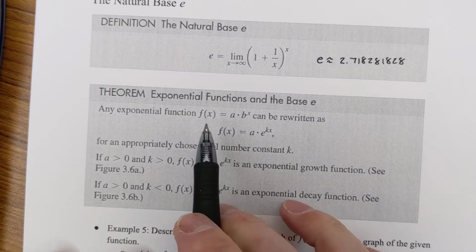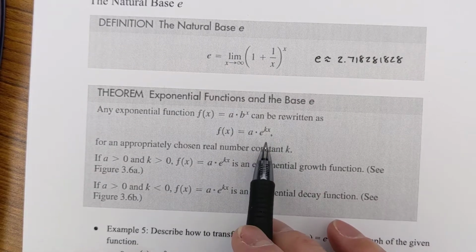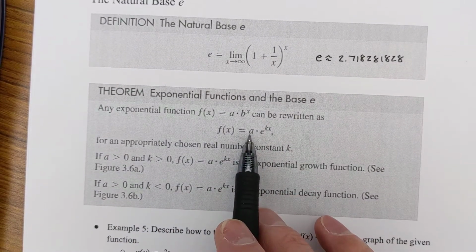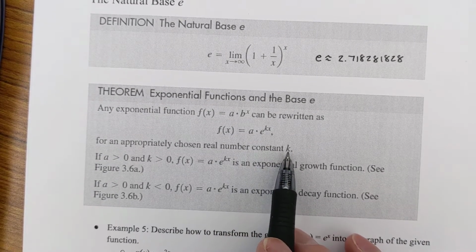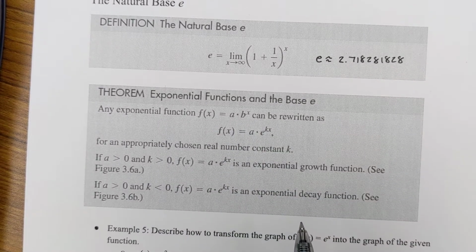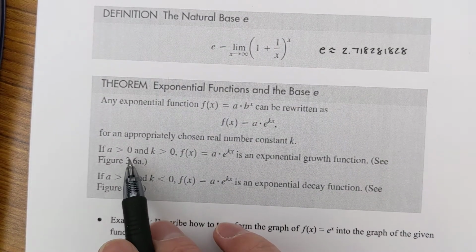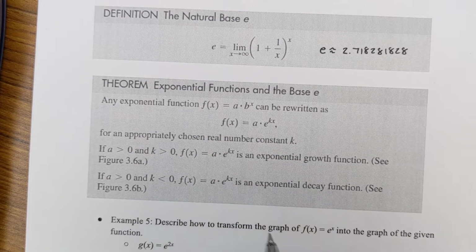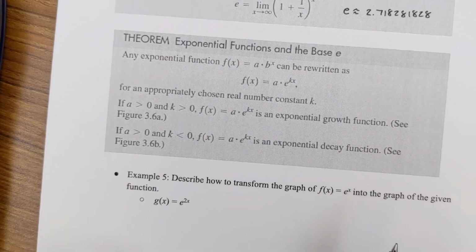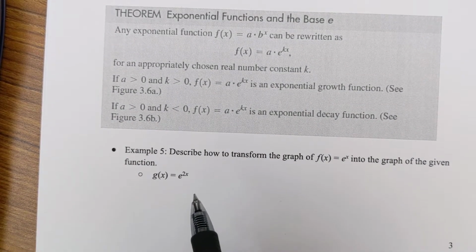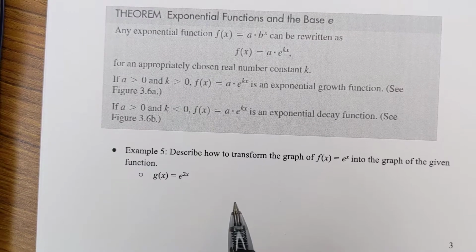All right. Exponential functions on the base e, so any exponential function a times b to the x can be written a times e to the kx, where you choose some value k essentially to make e to the k the same thing as b. So if a is greater than 0 and k is greater than 0, you have a growth function, and k less than 0, you have a decay function. So let's see here. Describe how to transform the graph of e to the x into the graph of the given function. I bet this one's going to roll over to the next page too.